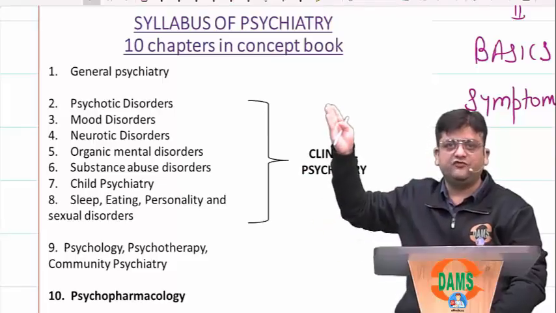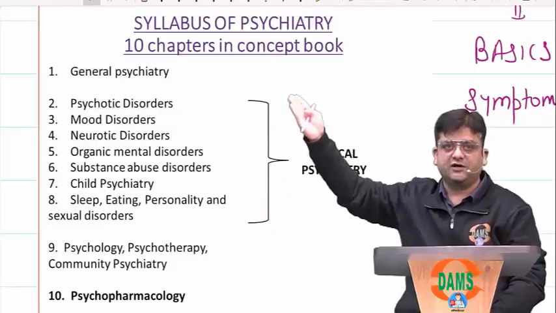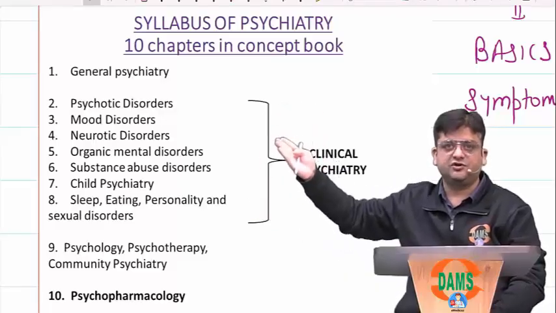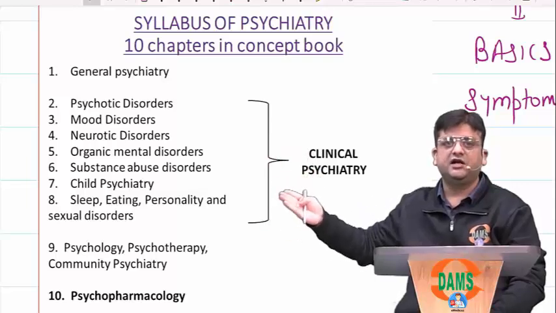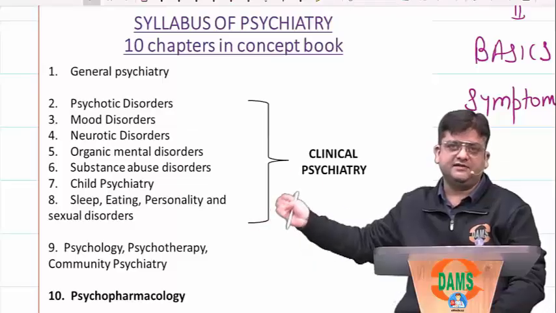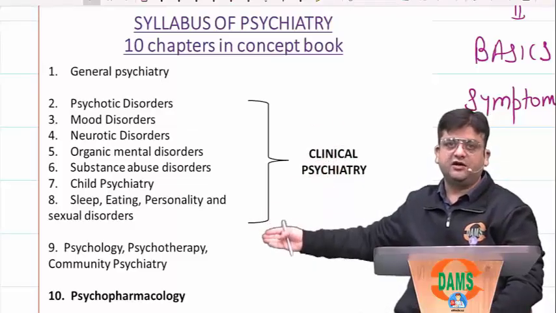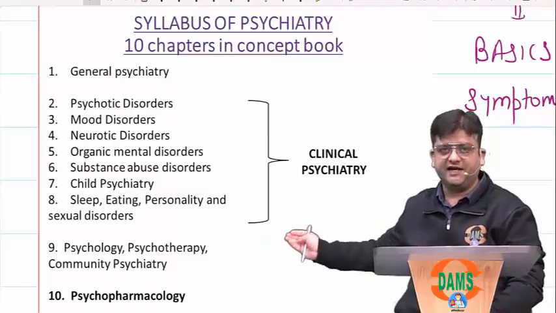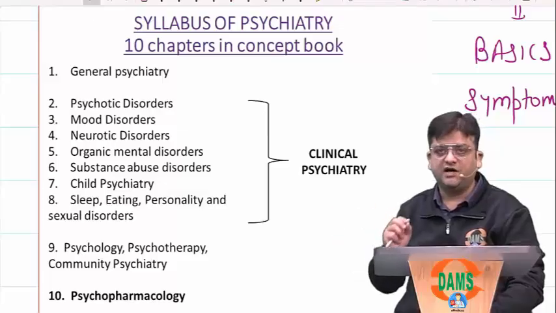Then we shall go to clinical psychiatry, from chapter 2 to 8 in the book: psychotic disorders, mood disorders, neurotic, organic, substance, child, sleep, eating, and sexual and personality. This is called clinical psychiatry. Finally, psychology, psychotherapy, and community psychiatry is the third section. And the last section is psychopharmacology.